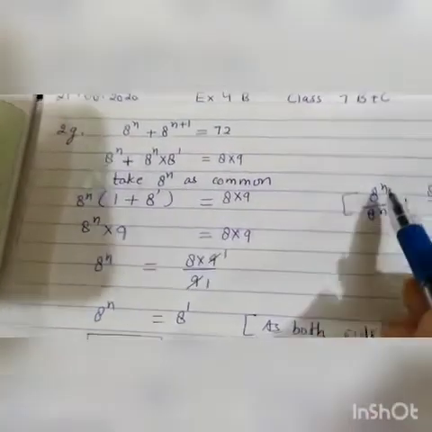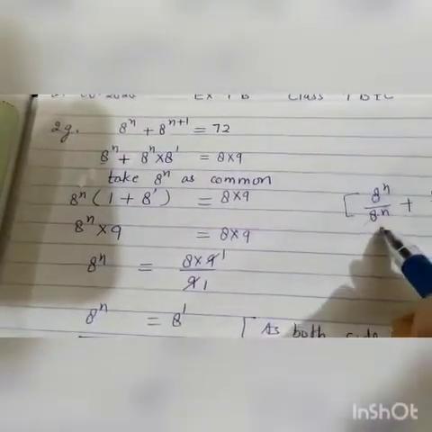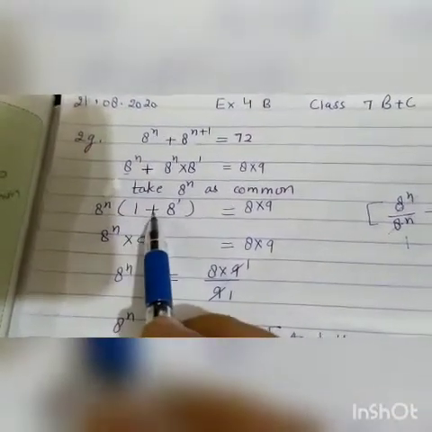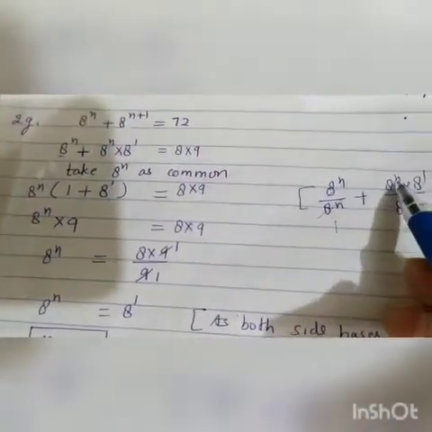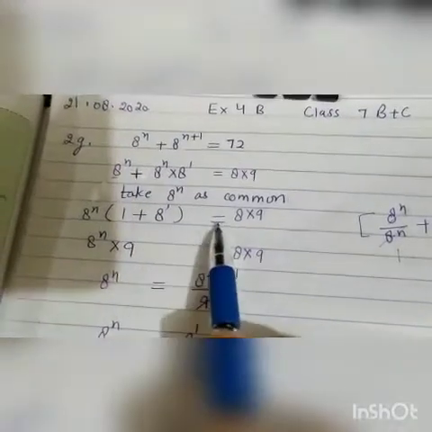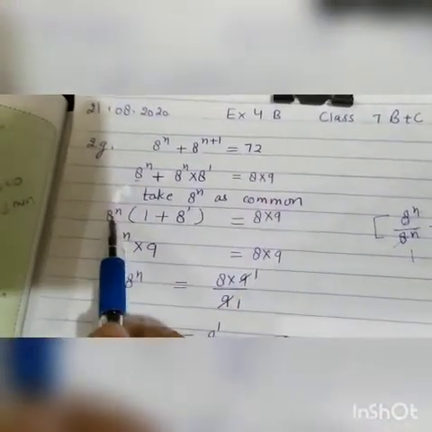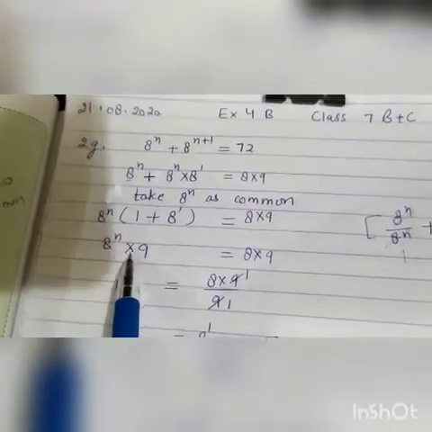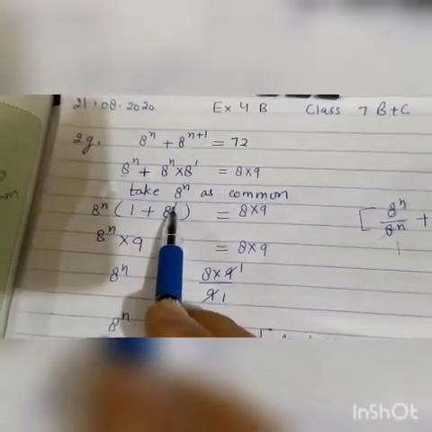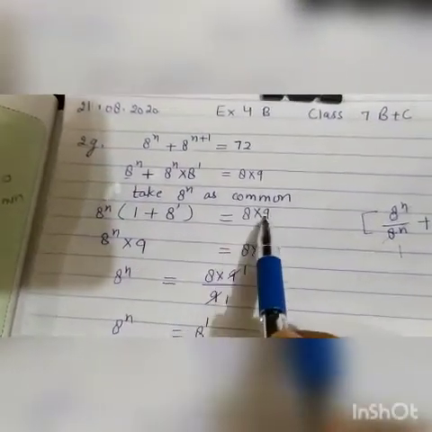When we divide 8 power n upon 8 power n, they cancel and we get 1. So it is 1 plus 8 power n cancel, we get 8 power 1, which is equal to 8 multiply 9. Now this 8 power n multiply 1 plus 8, 9. 8 power 1 means 8. 9 is equal to 8 multiply 9.